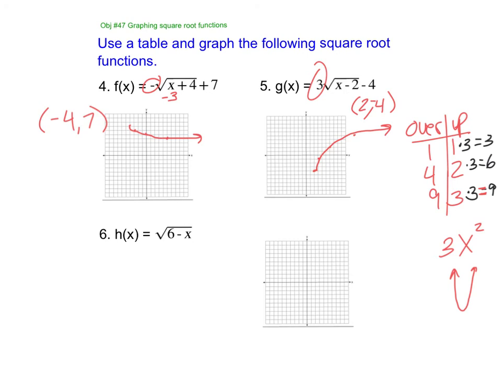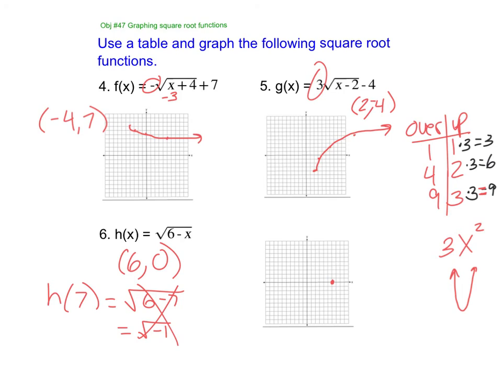All right, last one. So we've got 6, right? Change the sign. Now this one, what will make the inside 0? It's 6, 0. This one's a little harder though. 1, 2, 3, 4, 5, 6. Because why can I not go right one up one? What's to the right of 6? 7. So h of 7, that's the square root of 6 minus 7. That's -1. That's not allowed. So instead of going to the right, we're going to go to the left. So anytime x is negative, we end up going left.